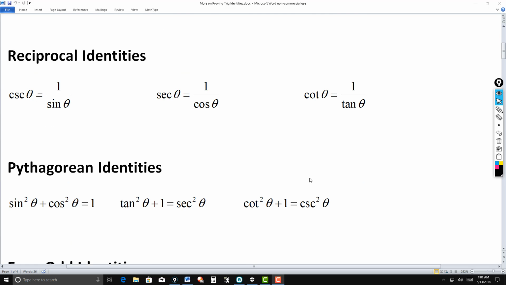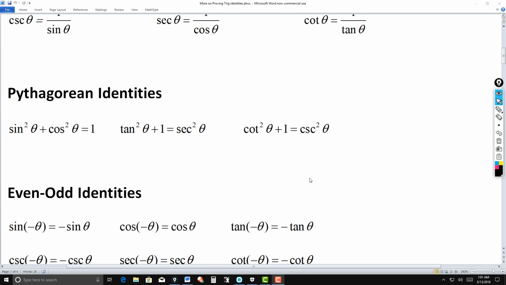The Pythagorean identities. Anytime you see sine squared of an angle plus cosine squared of the same angle, you know that's going to equal 1. Or if you see tangent squared of an angle plus 1, you know that's secant squared of that same angle. Or if you see secant squared of an angle minus 1, you know that's tangent squared of the angle. Those are the same thing.